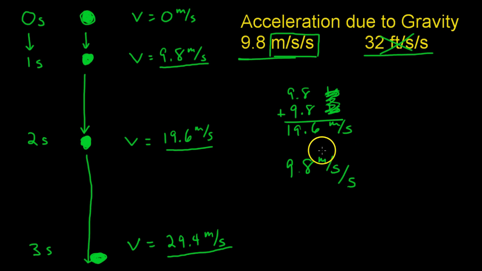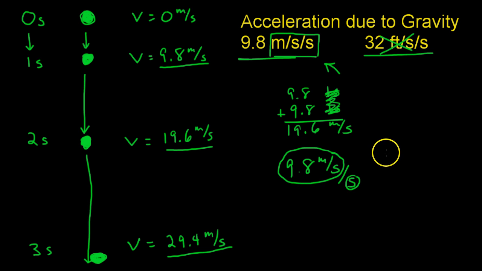So that is why we get this weird unit, that it's meters per second every second. So every second, it increased in speed by 9.8 meters per second. Okay, hope that makes it clear.